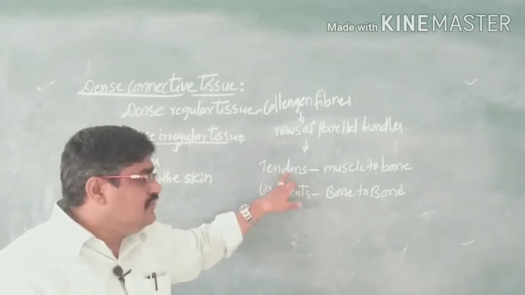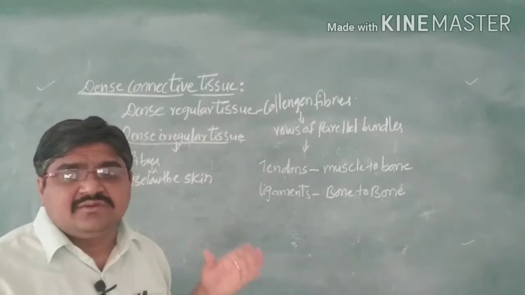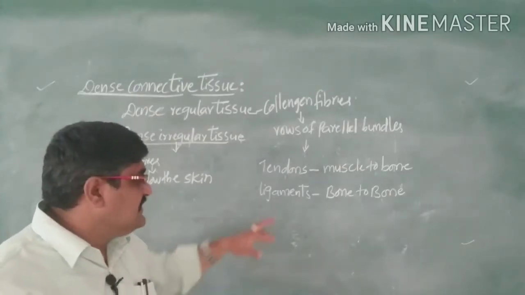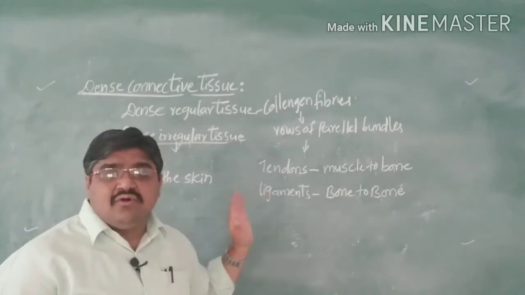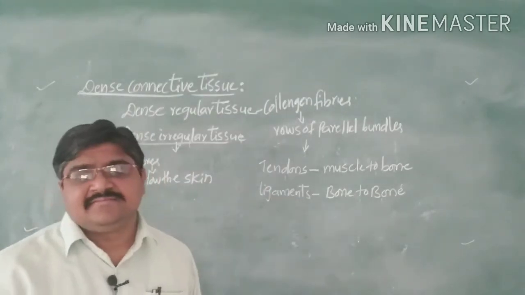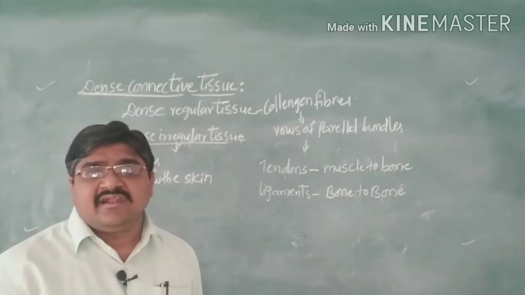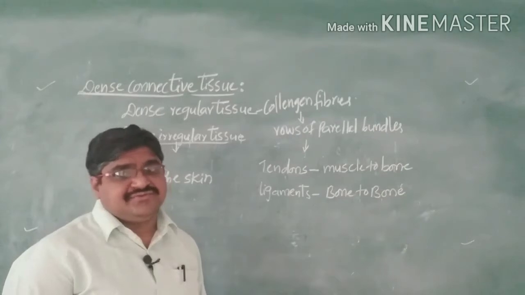Tendons are attachments from muscle to bone, that means they are attached from the muscle to the bone. And ligaments are attachments from bone to bone. So these are the second type, the dense connective tissues.